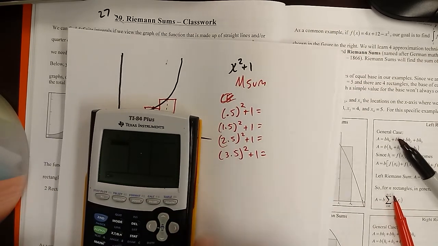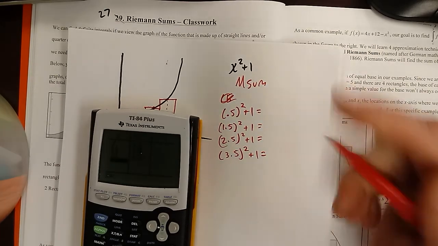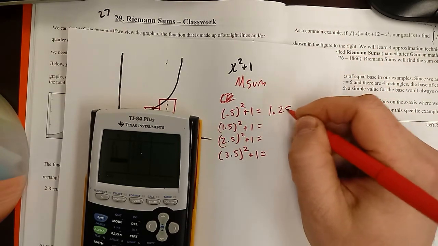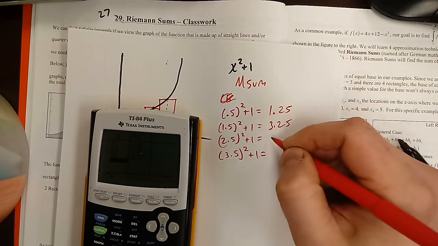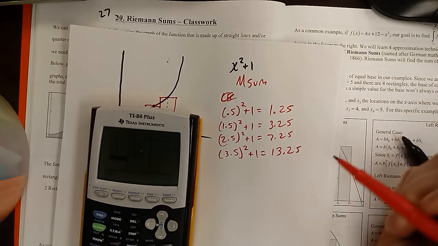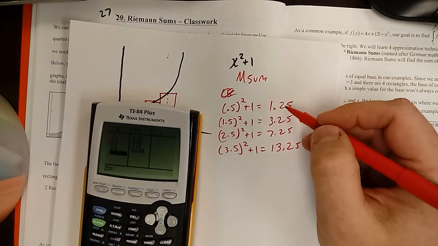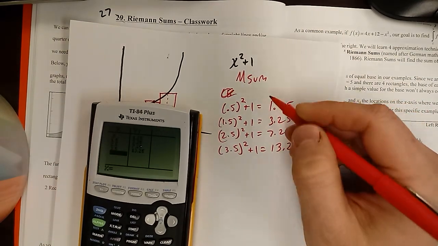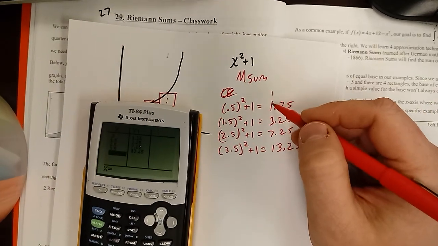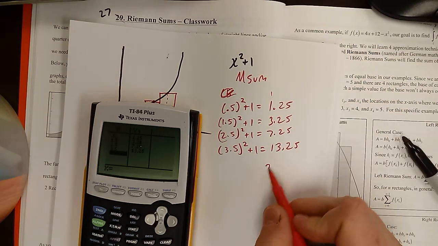Go to my table. I wanted 0.5, I wanted 1.5, I wanted 2.5, and I wanted 3.5. Here they are: 1.25, 3.25, 7.25, 13.25. So if I do all that, and I add those together, those all add up to 1. So I'll just tack another 1 on the top. 1, 2, 5, 12, 25.